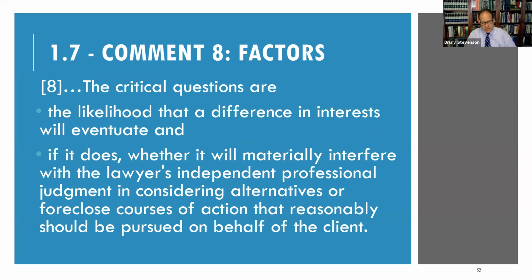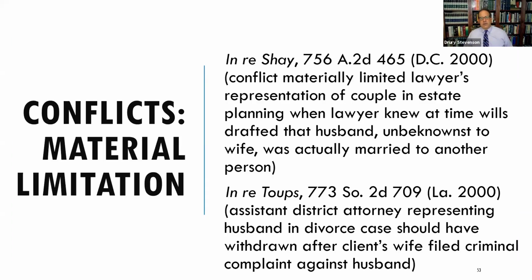So here are the questions. What's the likelihood that a difference of interest will eventuate? Secondly, if it does, whether it will materially interfere with the lawyer's independent professional judgment in considering alternatives or foreclose courses of action that reasonably should be pursued on behalf of a client, and so forth. And so here's a couple examples from cases. One is from the DC Circuit.